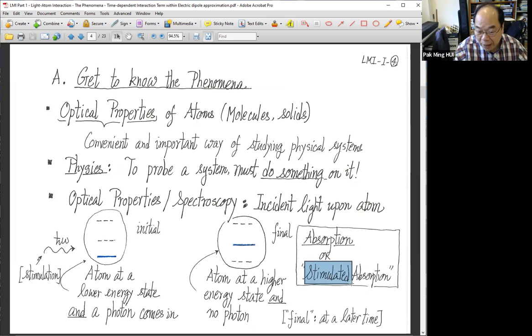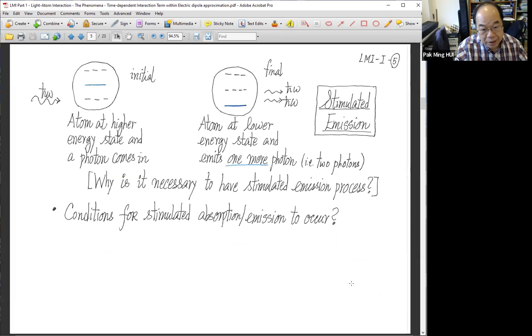Nonetheless, this word has meaning. At the outset, let me tell you what it means. It means the probability for this to happen, absorption to happen, is proportional to the strength of light coming in, or intensity of the light coming in. That is what the word stimulated means. The stronger the stimulation, the more readily this process will occur.